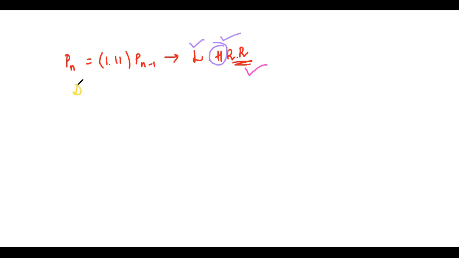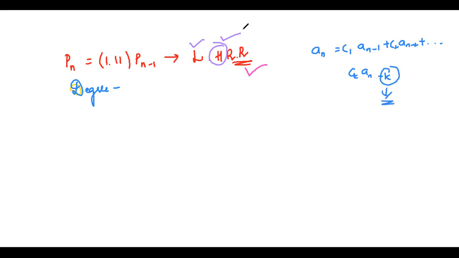Now, what is the degree? One second. So what is the degree of this recurrence relation? In the general formula we had an is equal to C1 an minus 1 plus C2 an minus 2 plus and so on, Ck an minus k. In this problem, the degree was k. Whatever is the last term, that is the degree. So over here, we have Pn minus 1, so the degree will be 1. Okay, so the degree is 1.